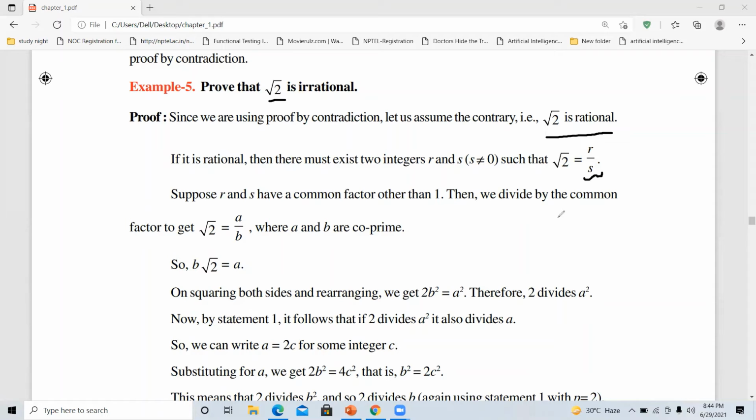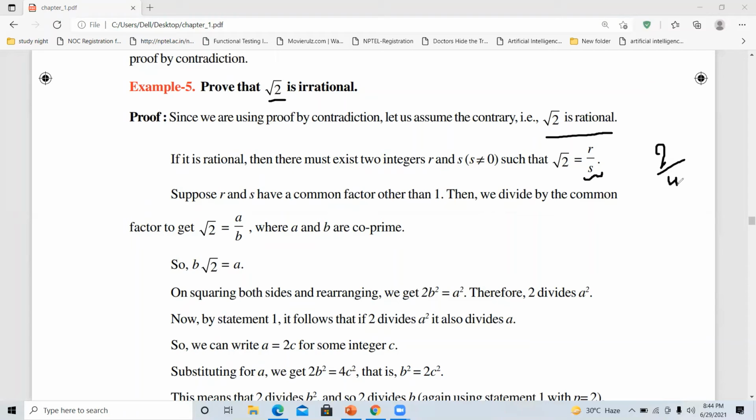Two numbers which do not have a common factor are called coprimes. Now here we have root 2 equal to a by b, where after the cancellation of the common factors, we will make them coprimes. I want to explain this with an example.